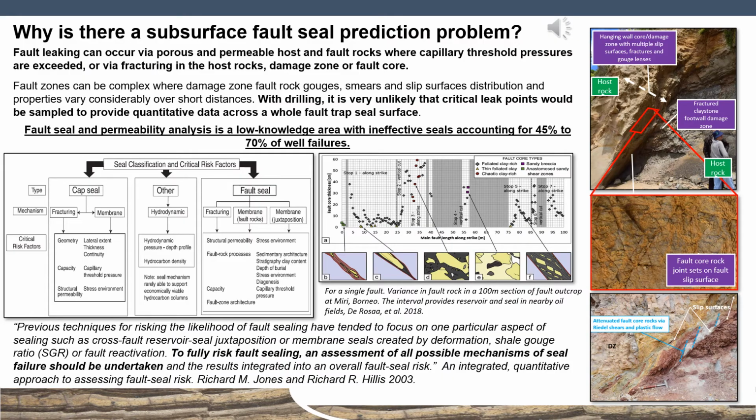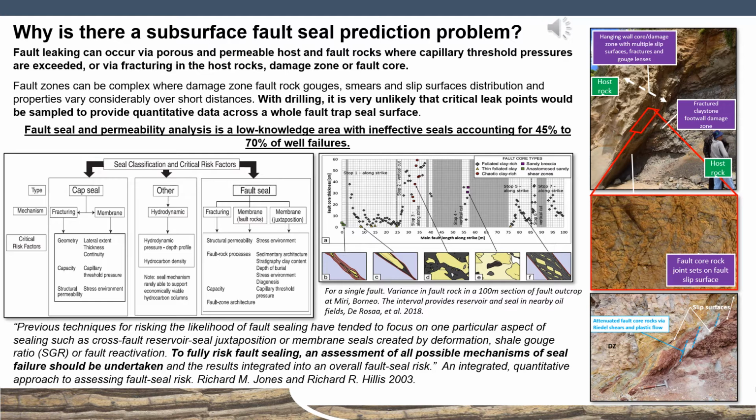In the subsurface, faults can leak via porous and permeable host and fault rocks, or via fracturing in the host, damage zones and fault cores. A single fracture can leak a field over a few thousand years. In addition, there is an enormous amount of variability that can occur along short distances on faults. This is displayed here in the De Rossa example from Miri in Borneo. So with drilling, it is very unlikely that critical leak points would be sampled to provide quantitative data across a whole fault trap seal surface.